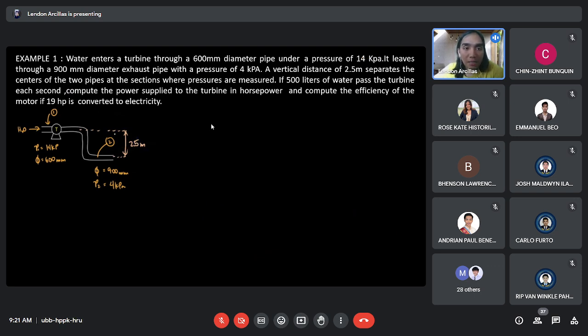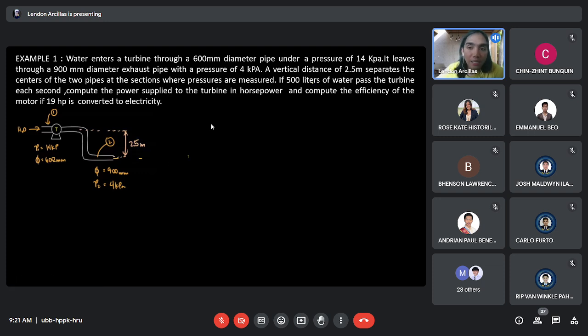It leads through a 900 millimeter exhaust pipe. So meron siyang 900 millimeter diameter at the second point. So, ang pressure naman dito is lumiit, nagkaroon ng 40 kilopascal gauge pressure. So, a vertical distance from point 2 to point 1 is 2.5. So, meaning yung ating datum is there. Okay? So, point 2 is 0 and point 1 is 2.5. And it separates the centers of the two pipes. So, dinrowing ko na. And the sections where pressures are measured. So, nagkaganito yung position or design ng piping.